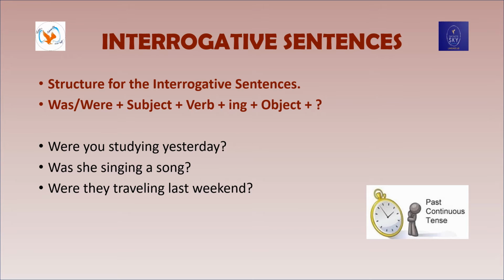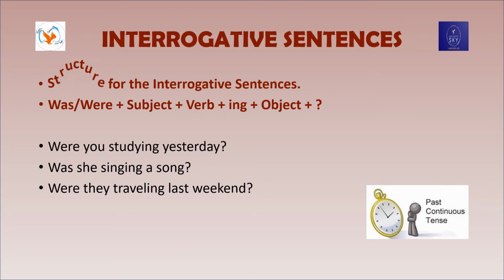Interrogative sentences are formed by inverting the subject and the auxiliary verb. For example, was or were plus subject plus verb plus ing plus object plus a question mark at the end. Look at the following examples. Were you studying yesterday? Was she singing a song? Were they traveling last weekend?